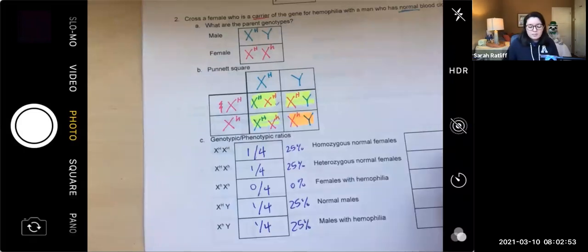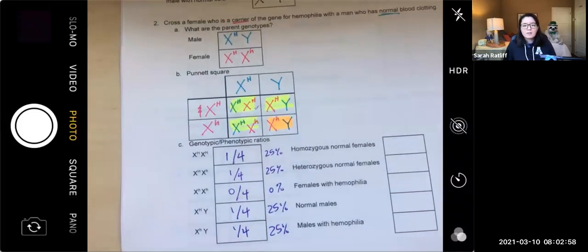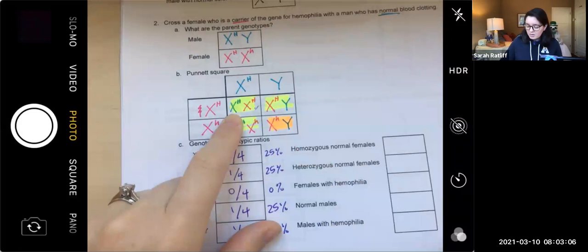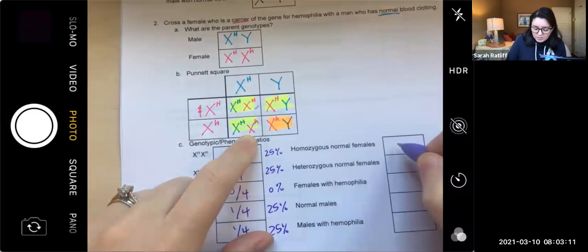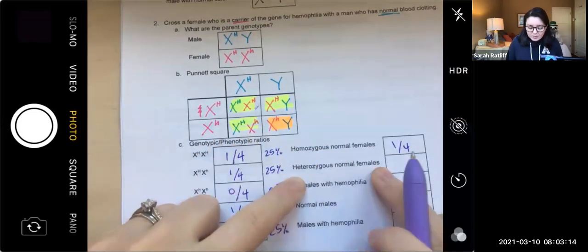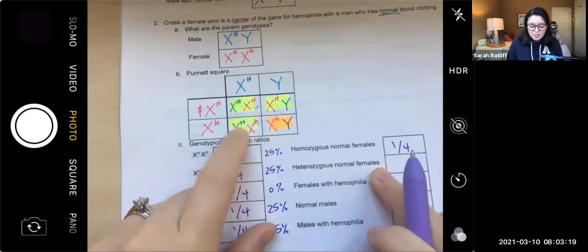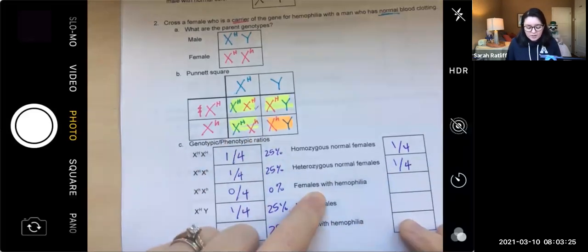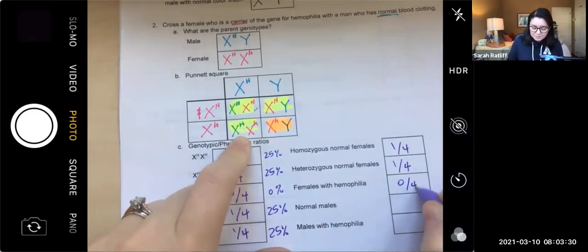Now we need to compare our phenotypes here with our descriptions, males and females. So how many are homozygous normal? This one up here, homozygous normal. None of the other ones are homozygous for capital. So there's 1 out of 4 of those. Heterozygous normal females. Got another one of those. She's heterozygous. She's normal because that big H will dominate. Females with hemophilia, not seeing any 2 X's, 2 little H's. So there's 0 of those.